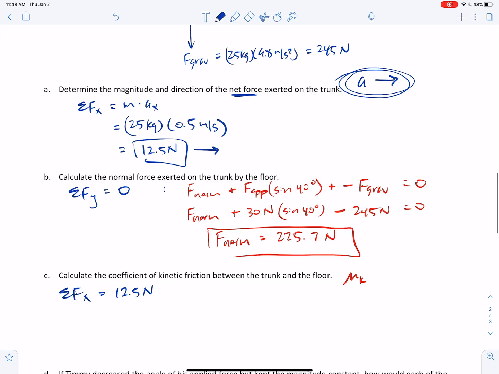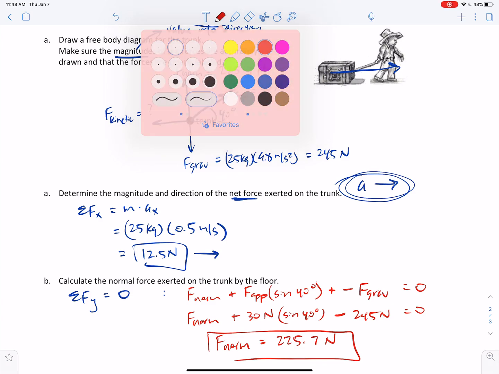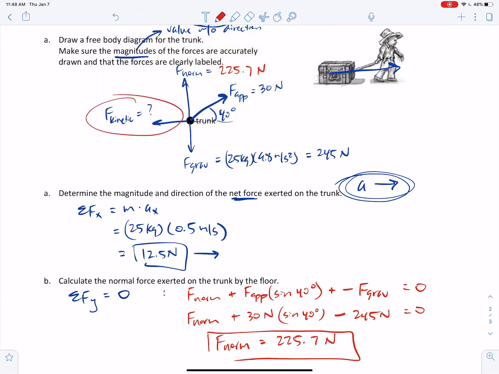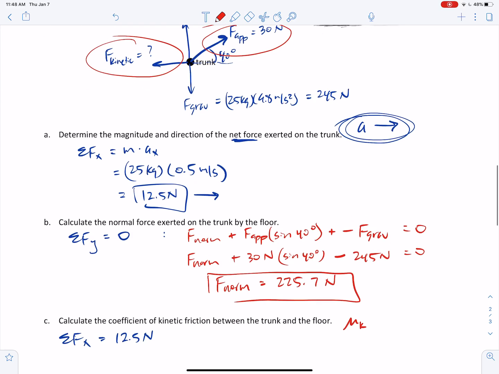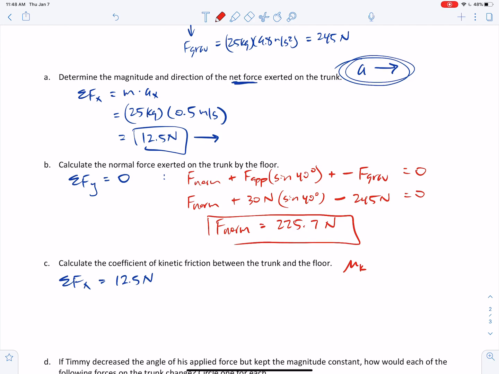And then let's just come up with an expression for the sum of the forces in the x direction. So which forces have horizontal components? Well, this is going to have a horizontal component, and this is going to have a horizontal component. So adding those up, here we go. That applied force, Timmy's applied force, times the cosine of the angle, 40 degrees, and then plus the kinetic friction force, which is to the left, so I'm making that negative. Those are going to be equal to 12.5 newtons.